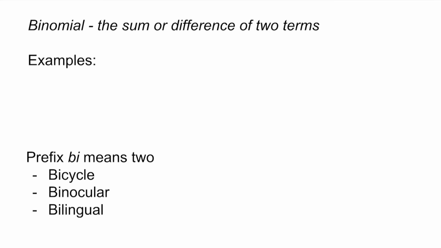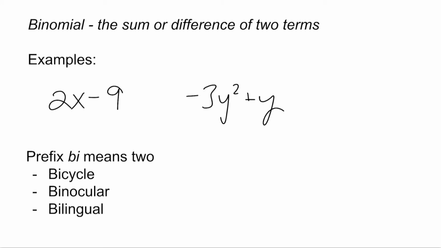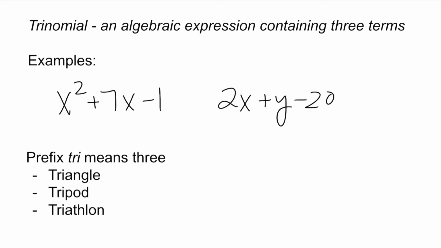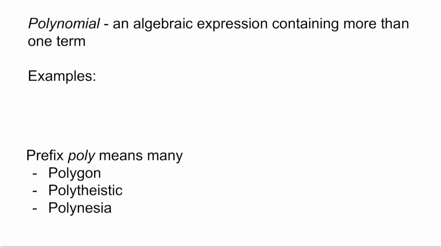The next term is a binomial. The prefix bi means two. So a binomial is the sum or difference of two terms or two monomials. Can you guess what the name is for an expression that has three terms? It's called a trinomial. A trinomial could include something like x squared plus 7x minus 1 or 2x plus y minus 20. Lastly, we have a polynomial, which is an expression that has more than one term. Therefore, binomials and trinomials can more generally be described as polynomials.